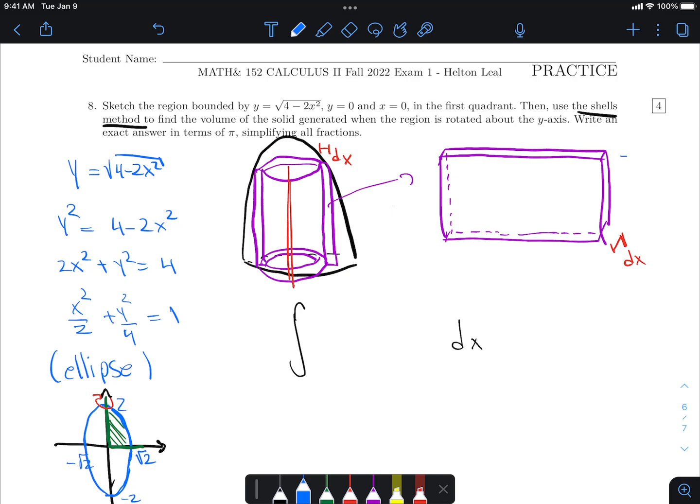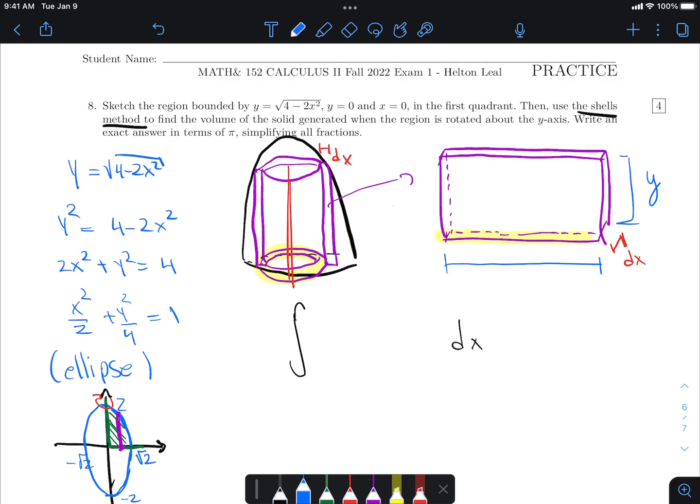The height is this height. If you go back to the graph, it is this height, so it is the y coordinate. So this is y. And then the length is the most complicated thing to understand. This is the circumference here. So maybe if I highlight, this length is this length.